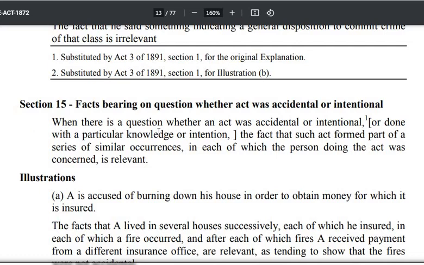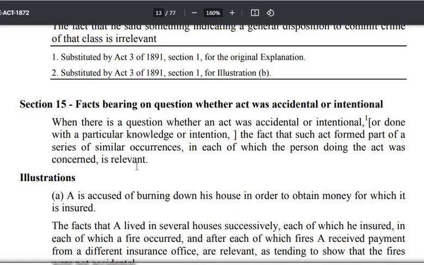When there is a question whether an act was accidental or intentional, or done with a particular knowledge or intention, the fact that such act formed part of a series of similar occurrences, in each of which the person doing the act was concerned, is relevant.